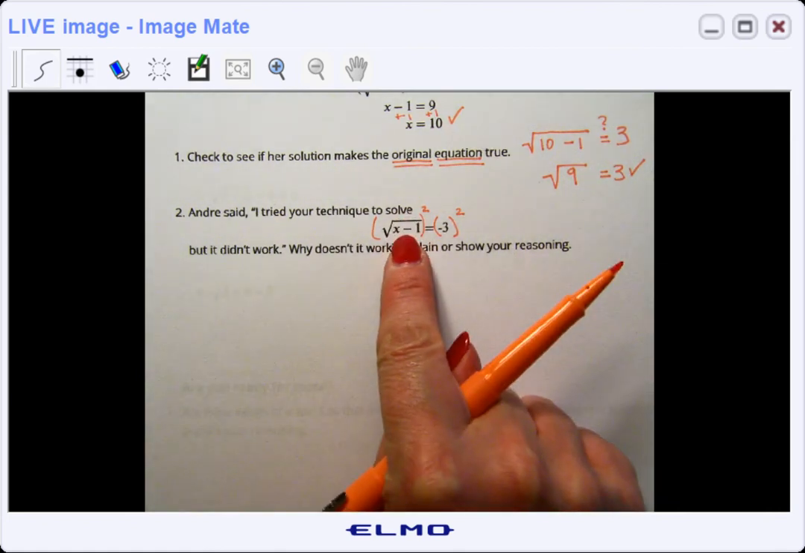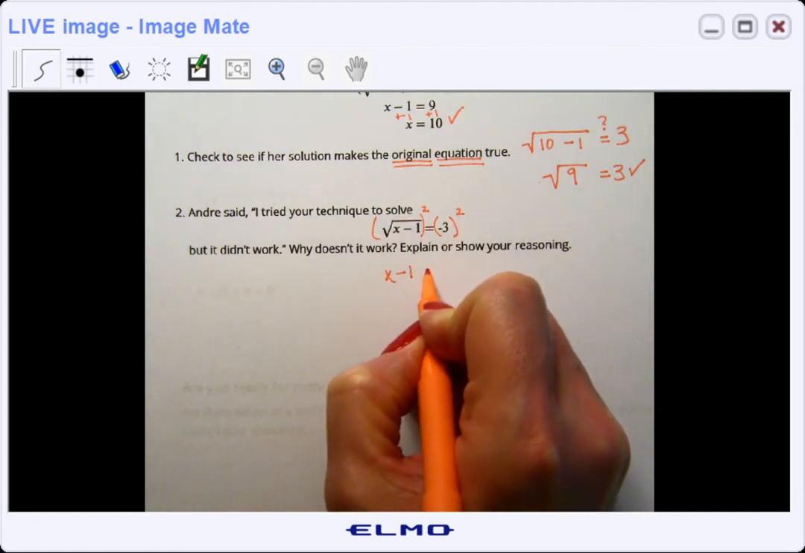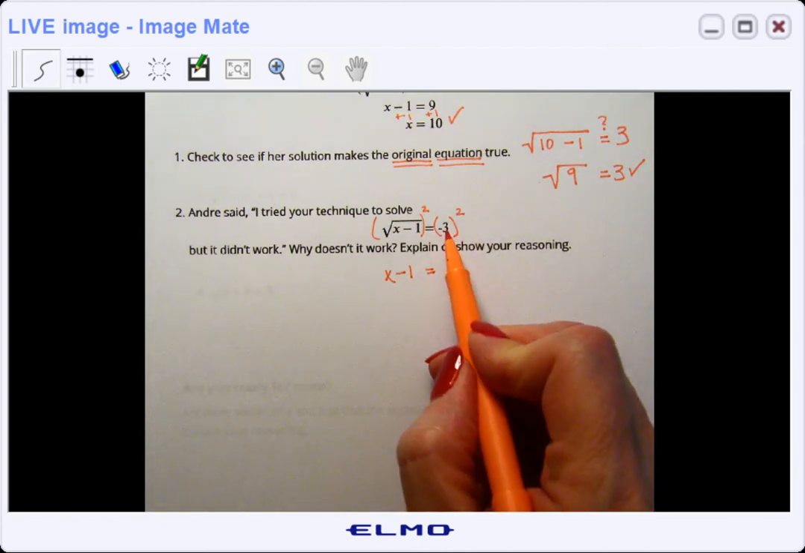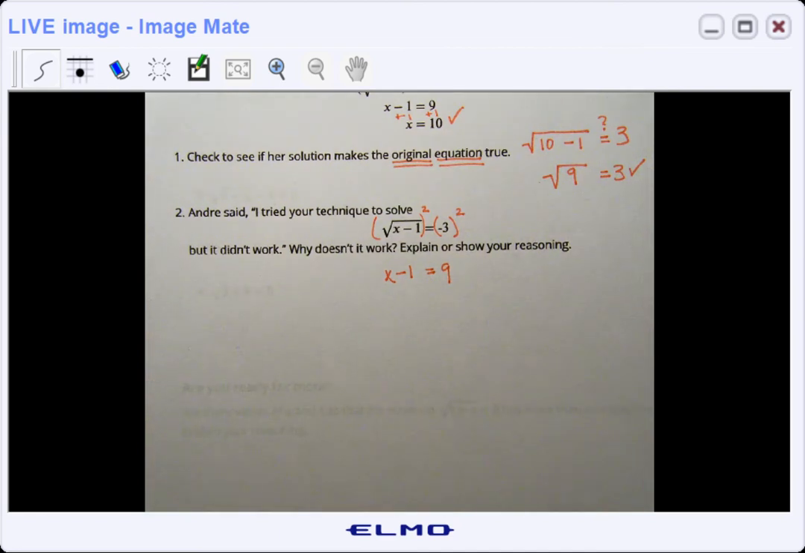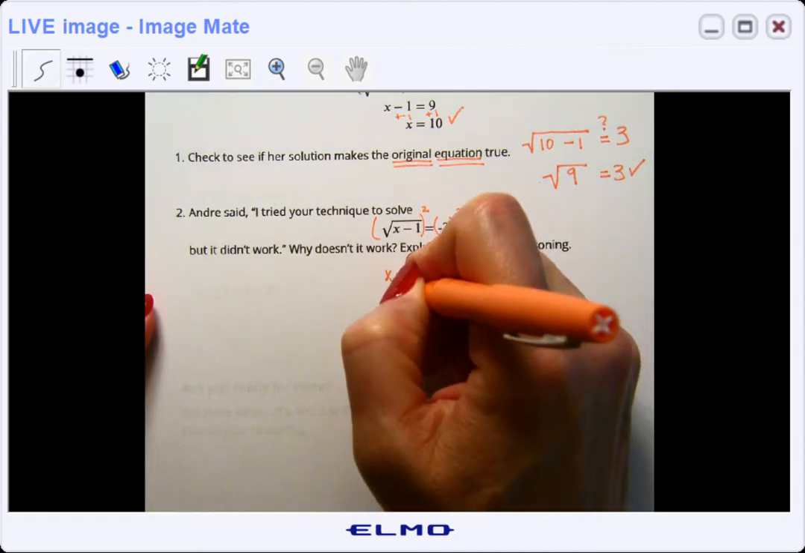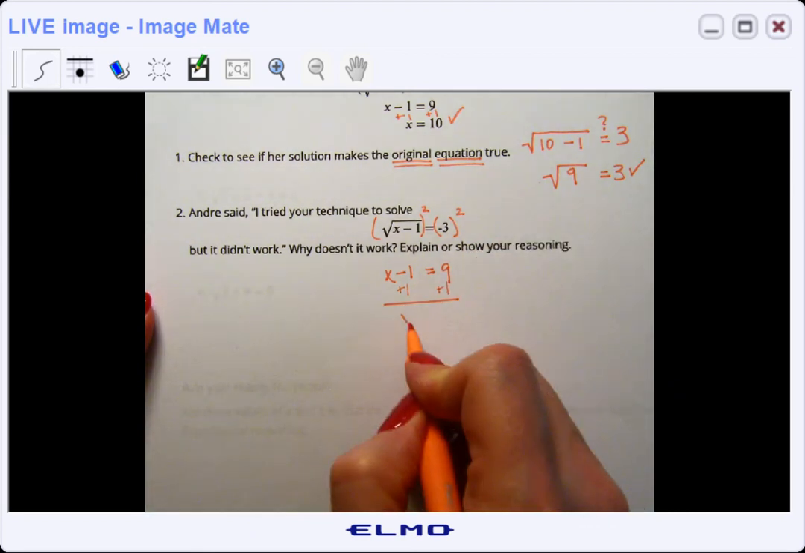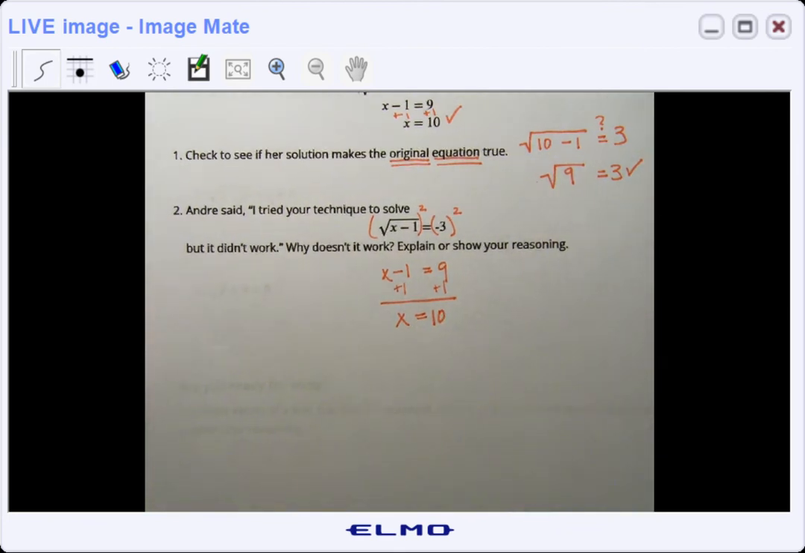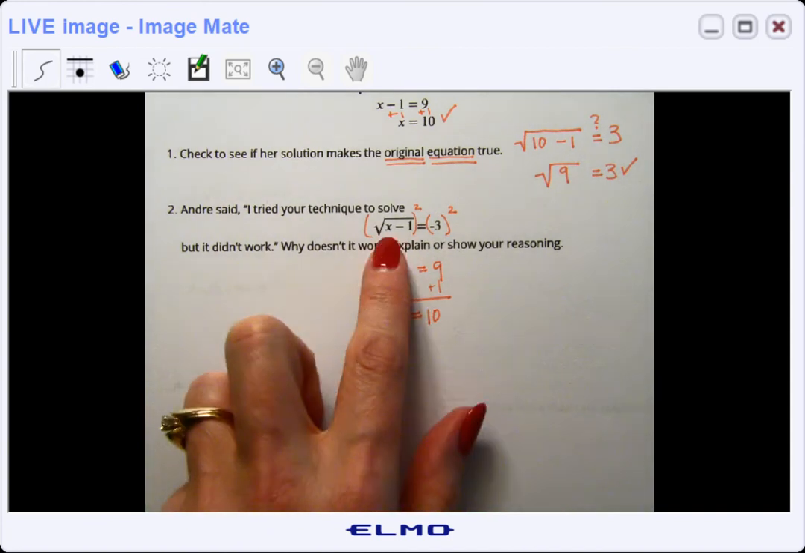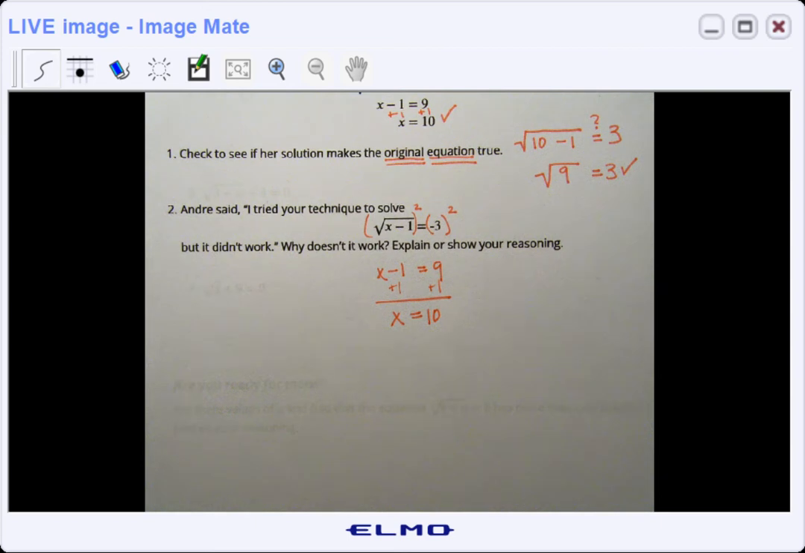So when you square the square root of x minus 1, you get x minus 1. And negative 3 times negative 3 is positive 9. So again, it totally looks like, oh yeah, I'm going to add the 1. Bam, bam. We get x equals 10. Same solution. We're geniuses. Except that, how can you make a positive number equal a negative number? I mean, really and truly, you just can't. And we can show that by doing a check.